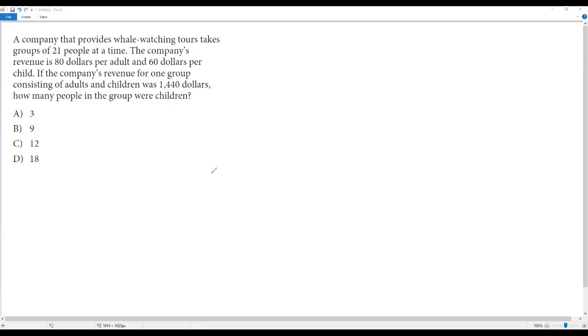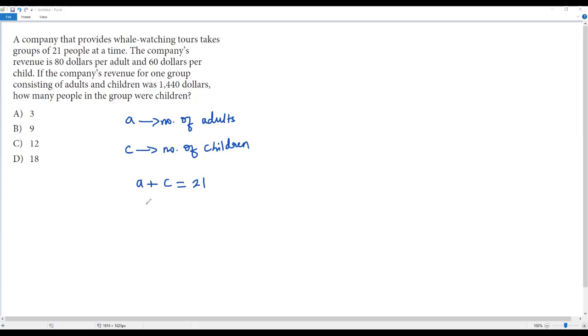So we have to find the number of children in the group. Okay, now we can assume some variables for the number of adults and the number of children. Here I have assumed A as the number of adults and C as the number of children. The question says the company takes groups of 21 people at a time. That is, the number of adults and the number of children must add up to 21. So that is A + C = 21. So here we get the first equation in two variables A and C. So we can solve for one of the variables in this equation. Better, we can solve for A in terms of C.